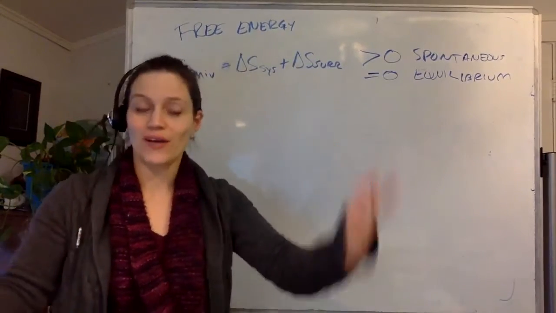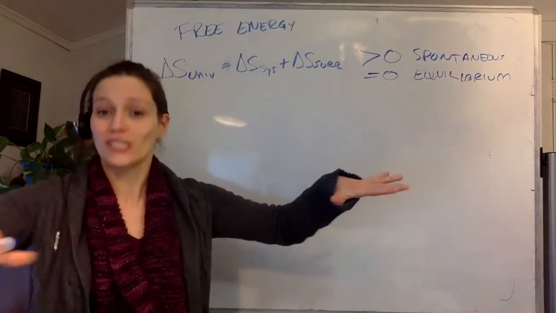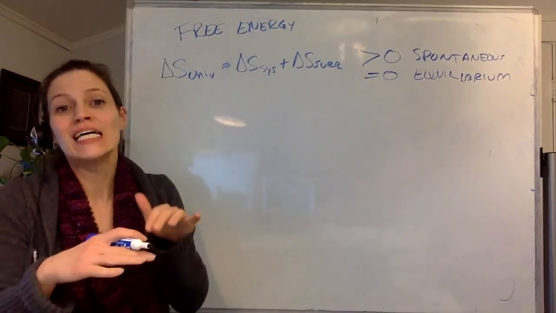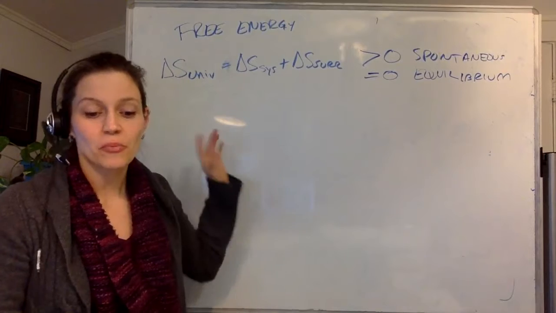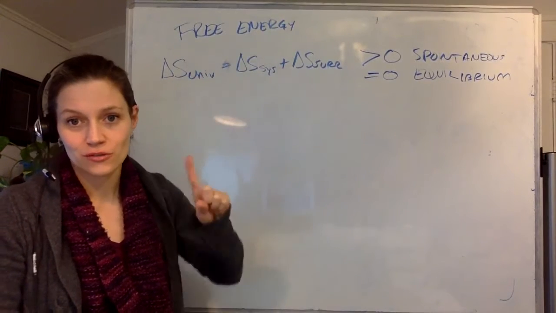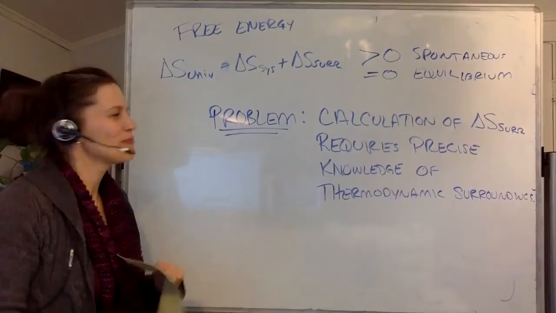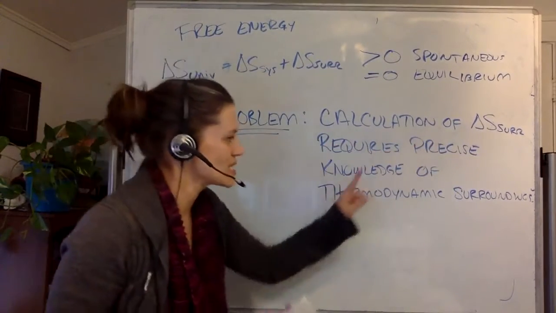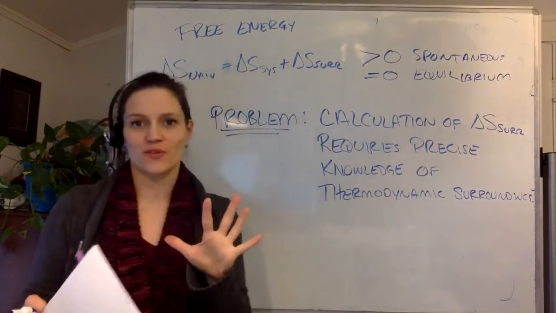So if you have a dead battery, you've reached an equilibrium, therefore delta S of the universe is no longer increasing, it is going to be zero. So we have a problem with using this approach. That problem is that the calculation of delta S of the surroundings requires precise knowledge of the thermodynamic surroundings.